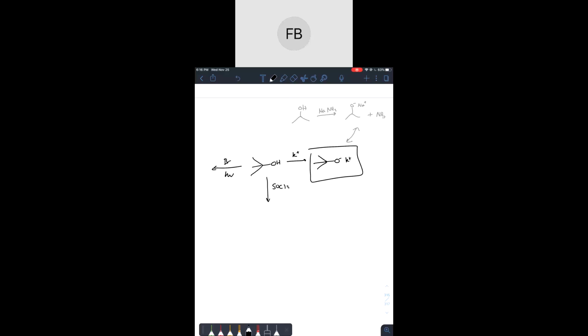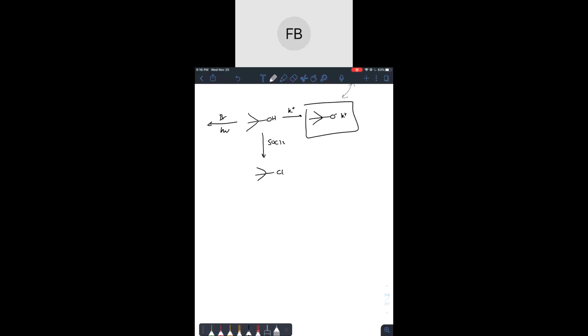Then in the bottom example, SOCl2, as we know, replaces the OH with a Cl. You don't need to know the mechanism for this. And I'm going to do an alternate example on the right. If it had been with PBr3, then you just replace that OH with a Br. Okay?